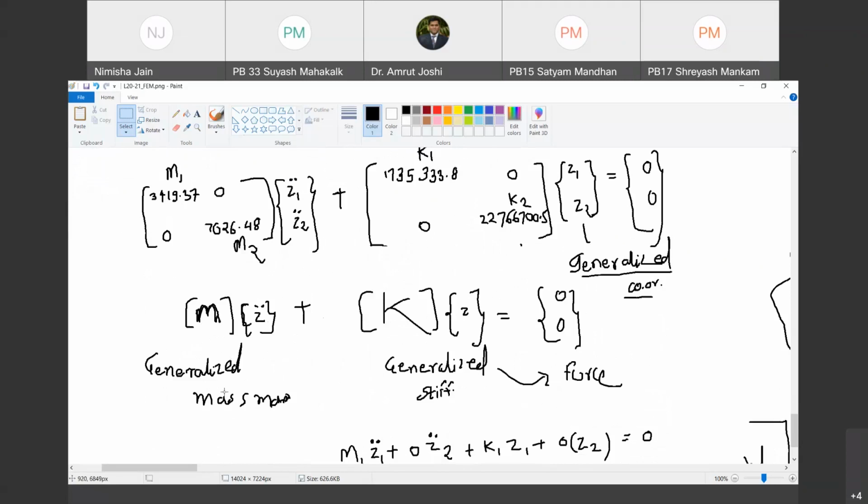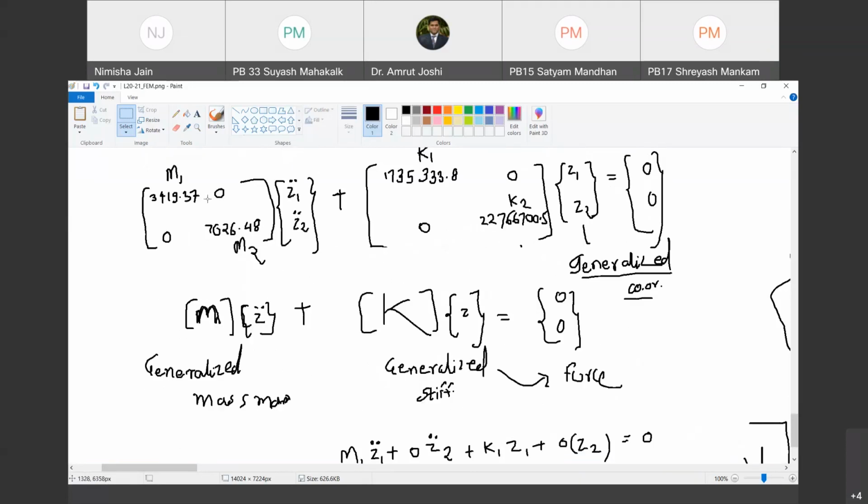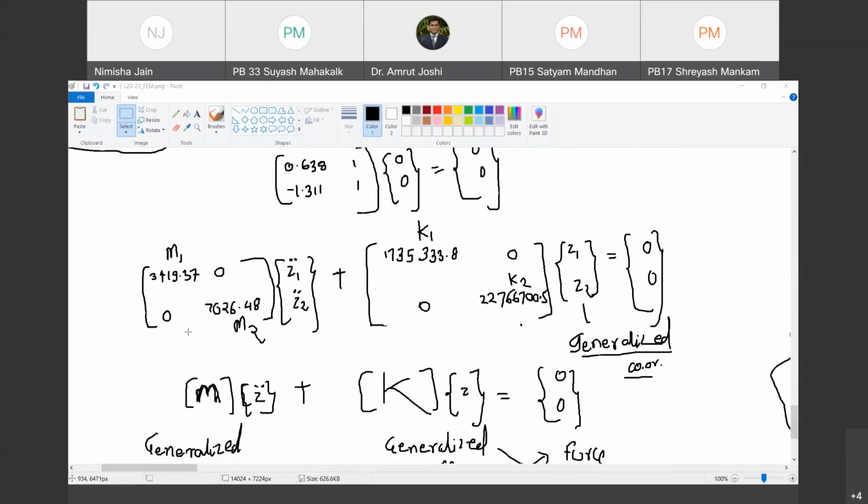Are you with me? Yes, sir. I'm going a bit fast because we have done this already in the last class. Just putting things in perspective. And now I also told you that we can calculate omega 1. Once we achieve the diagonalization of M and K matrices, then we can expand the first row and second.